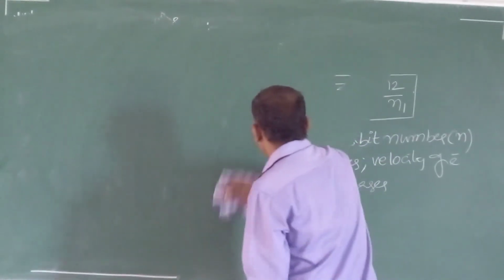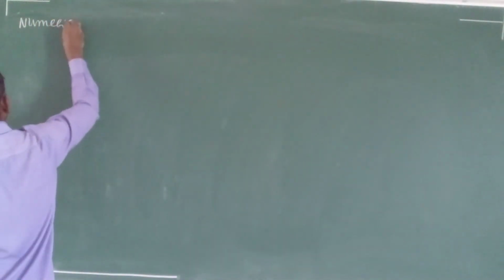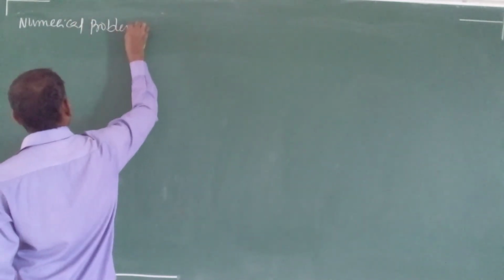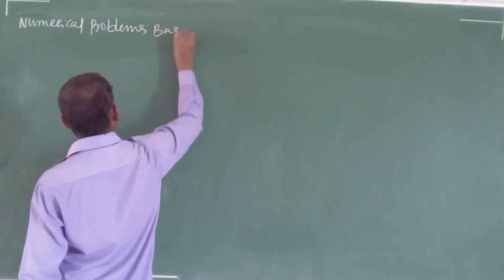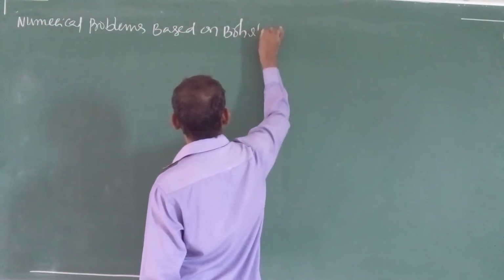So based on this radius, energy and velocity, now I will discuss some numerical problems. All these come under the heading of Bohr's atomic model. Hence, now we will discuss numerical problems based on Bohr's atomic model.